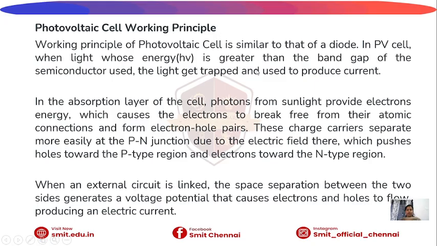Next is the photovoltaic working principle, which is the same as the diode. When light energy is greater than the band gap of the semiconductor used, the light gets trapped and used to produce current. In the absorption layer of the cell, photons from the sunlight provide energy to electrons, which causes the electrons to break free from their atomic connections. This produces electron-hole pairs, pushing holes towards the p-type region and electrons towards the n-type region. When an external circuit is linked, the separation between the two sides generates a voltage potential, causing electrons and holes to flow, producing electric current. This is the working principle of the photovoltaic cell.